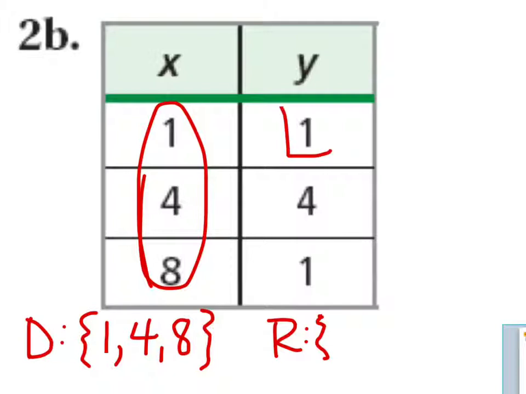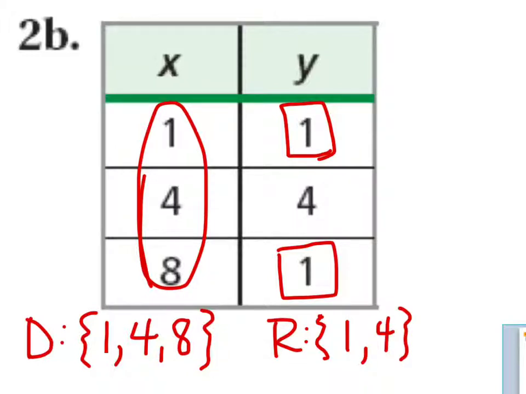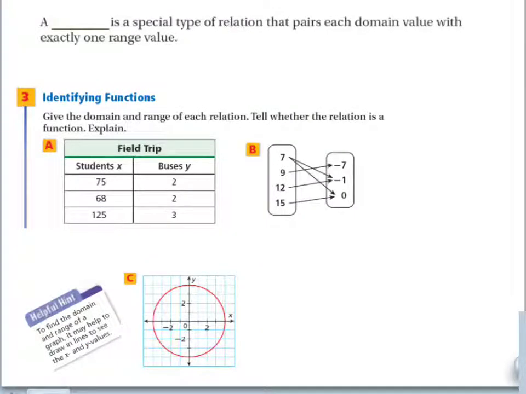Notice we have 1 repeated twice, but we don't need to write it twice, just write it once. And then you've got your range. Okay, and so then the last one is, if you'll see at the top, it says a blank is a special type of relation that pairs each domain, so every x with one y.